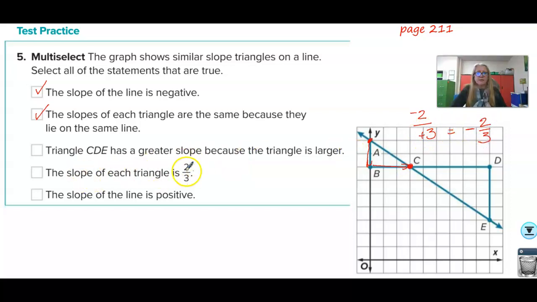So is this one correct? Not really. This says it has a positive 2/3 slope, and Slope Dude will tell you that is not a positive. And the last one says the slope of the line is positive, which we also know is not true. So the only 2 correct statements are the first 2.